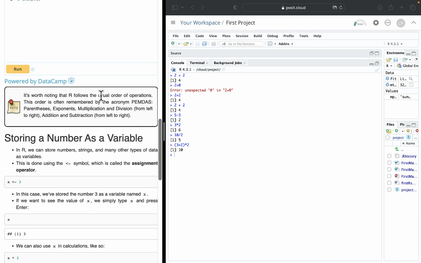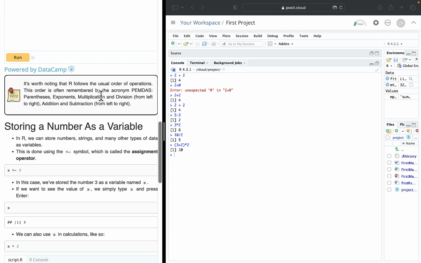That's just the basic order of operations. If what I did was 3 plus 2 times 2, what I would get is 2 times 2 is 4 plus 3 is 7. And what do we get? 7, because I didn't have those parentheses in there.